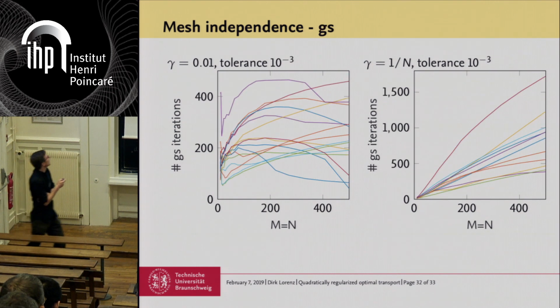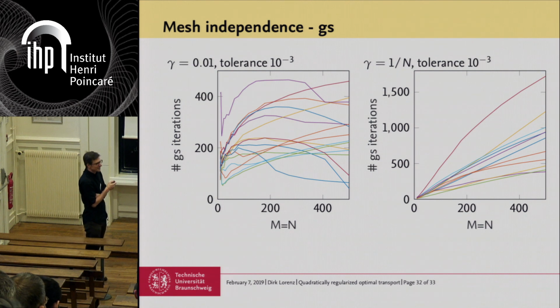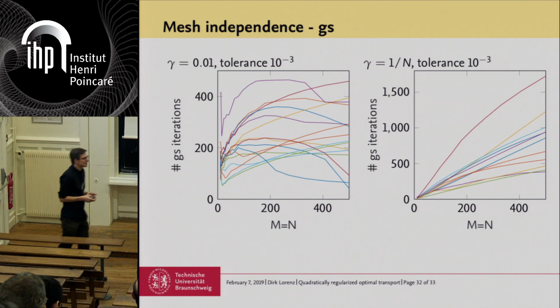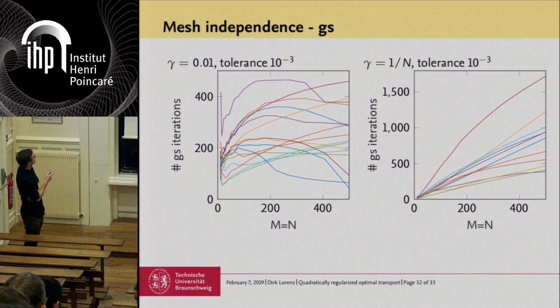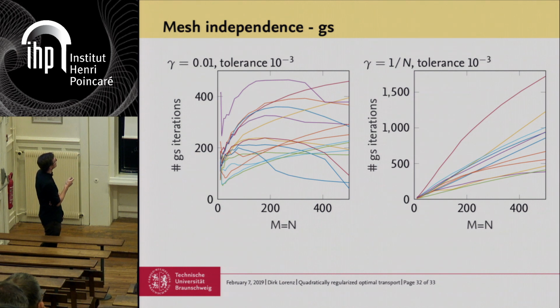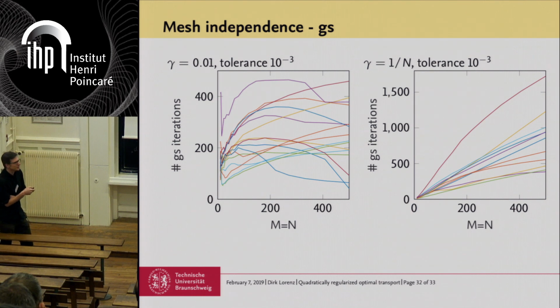So the last slide is, what about the mesh independence for Gauss-Seidel? And I was a little bit amazed by that. If we keep this gamma fixed, not so small, because Gauss-Seidel takes much longer, and the tolerance is much larger now, it's 10 to the minus 3. What you see is that larger and larger problems need fewer iterations from some point on. I found this pretty strange, but this is what you see.